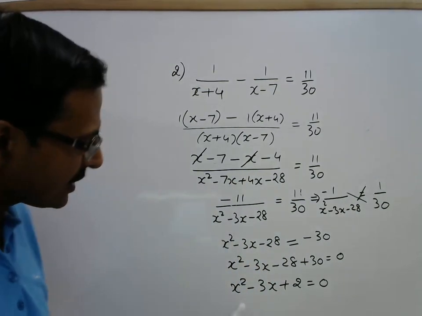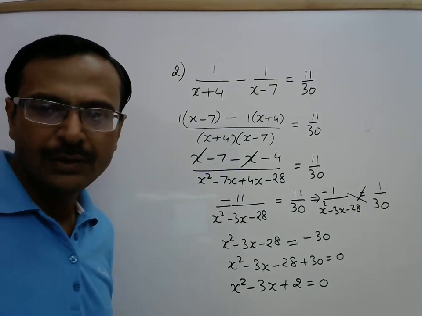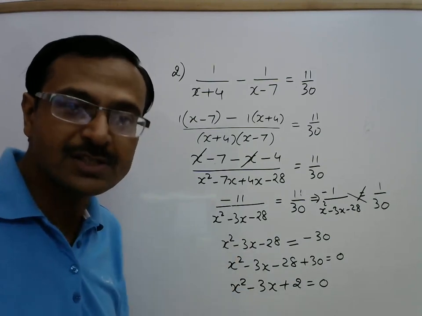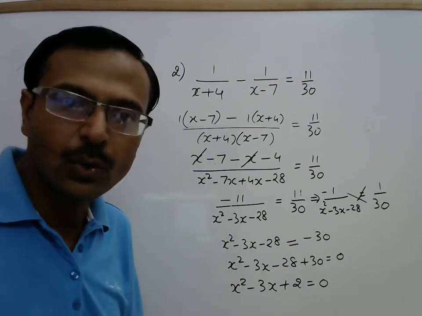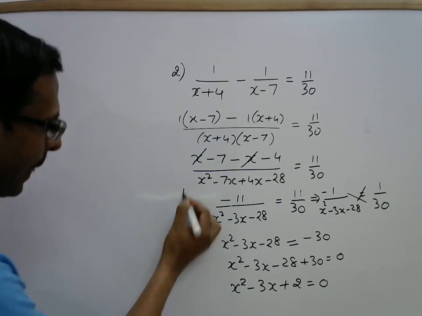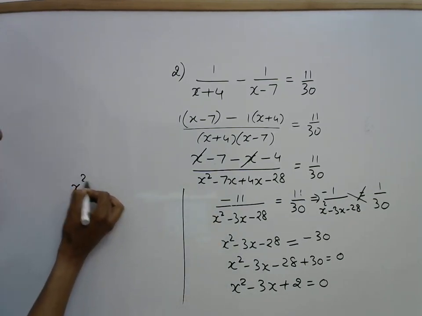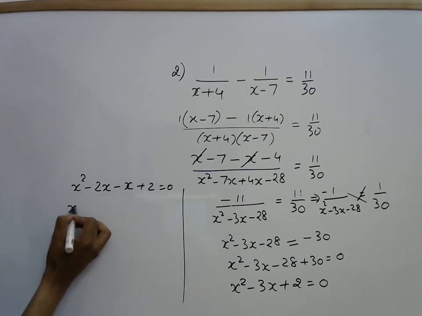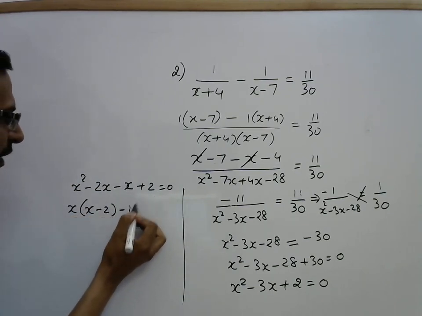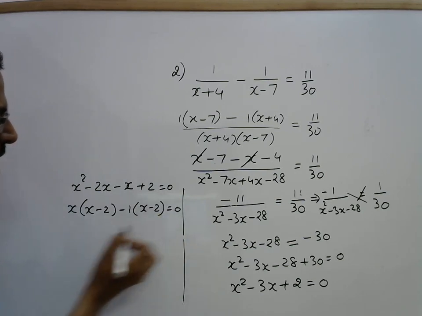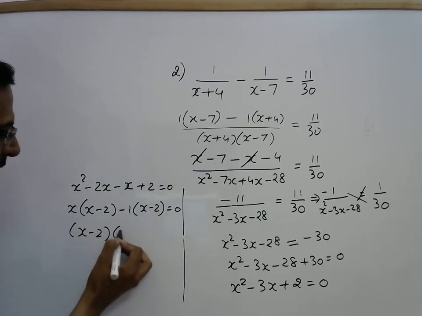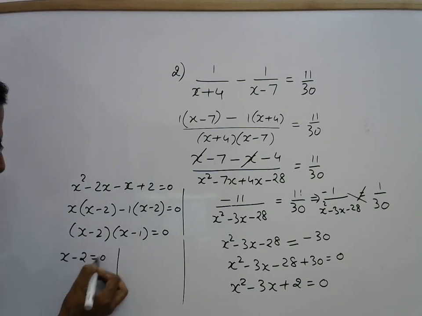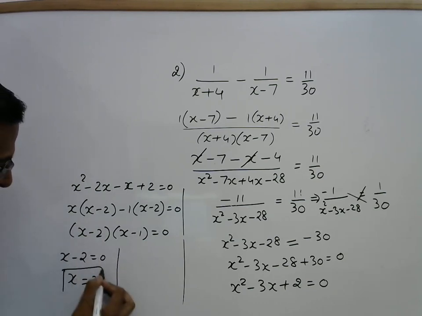So now you can split the middle term. First of all, you have to try to split the middle term of the obtained quadratic equation. But if you cannot split the middle term, then you apply the quadratic formula. So in this case, you can split the middle term: x square minus 2x minus x plus 2 equal to 0. So x common, x minus 2, minus 1 common, x minus 2 equal to 0. So x minus 2 is one factor and x minus 1 is the other factor. So put them separately equal to 0. You get x equal to 2 as the first answer.